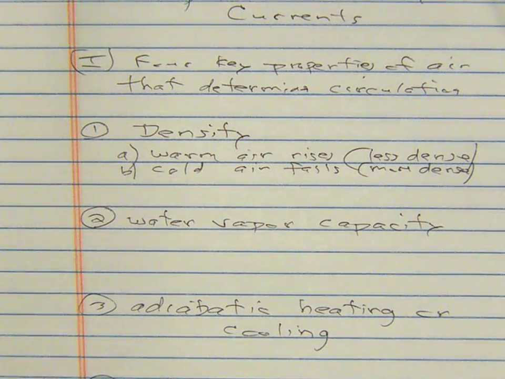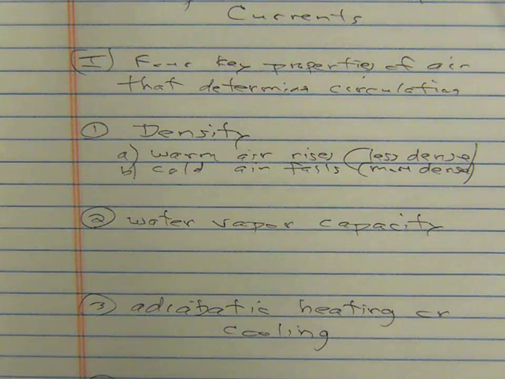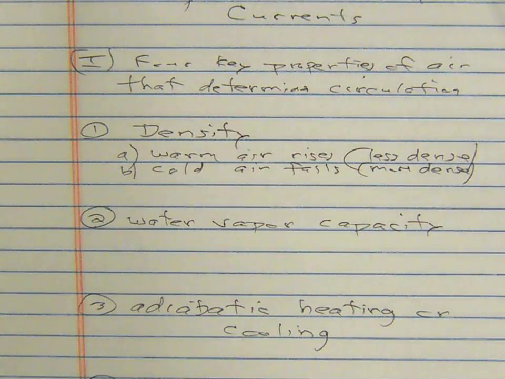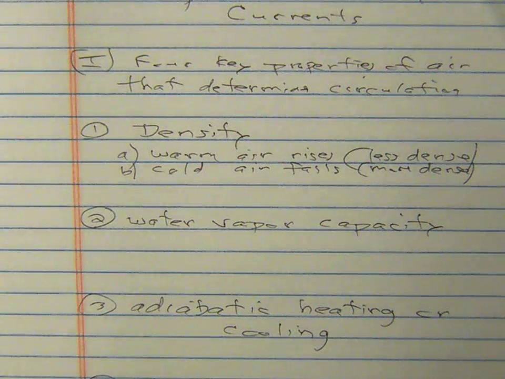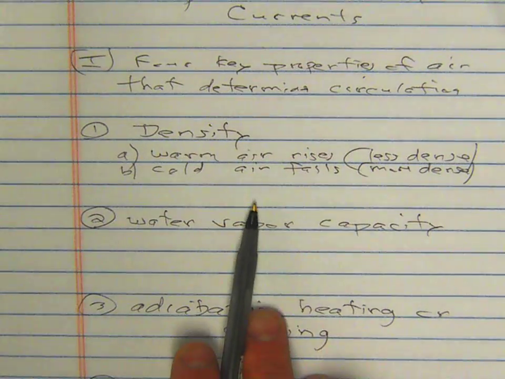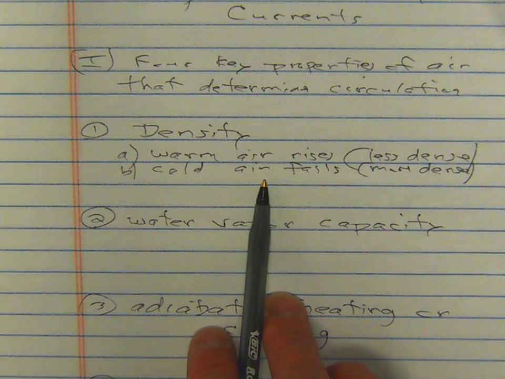Whether this is a room in your house or the atmosphere, this warm air is going to rise from the bottom story of a house to the top story, or it's going to rise from the surface of the earth up into the atmosphere, into what we call the troposphere or the weather layer. The density is a key factor in circulation.